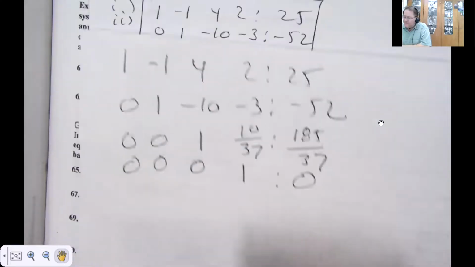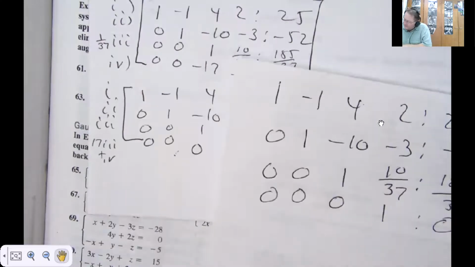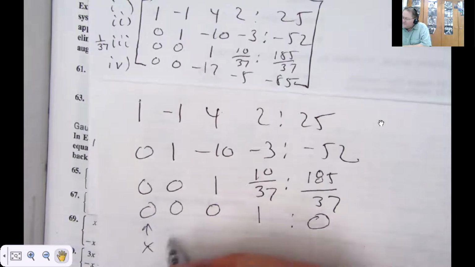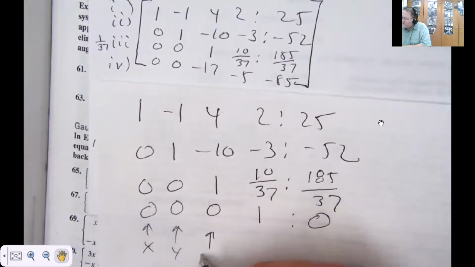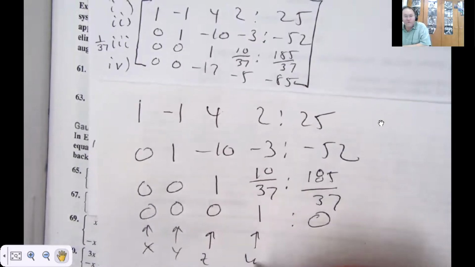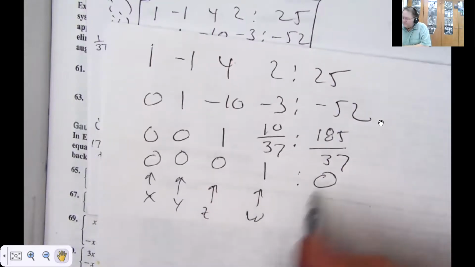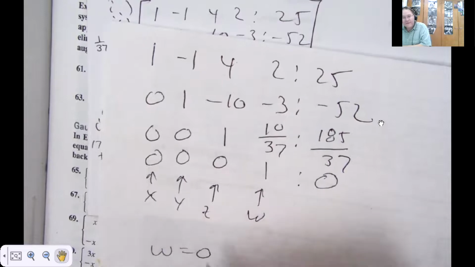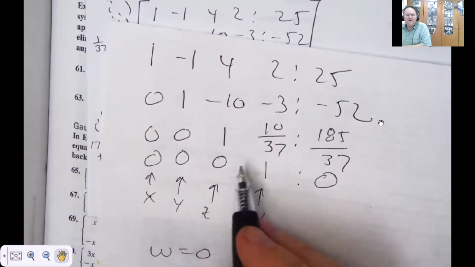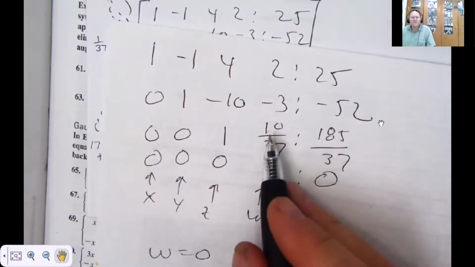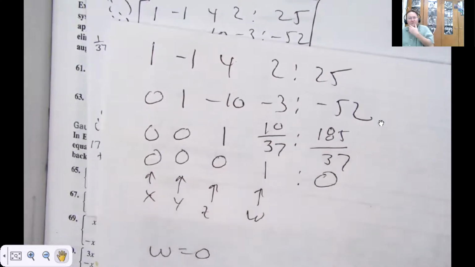So it looks like, let's go ahead and call this, okay, this variable is X. This variable is Y, this variable is Z, and this variable is W. So it looks like W is 0. And it looks like if I substitute a 0 in for this, oh my goodness. So maybe I did make a mistake somewhere. All right, let me hit pause.